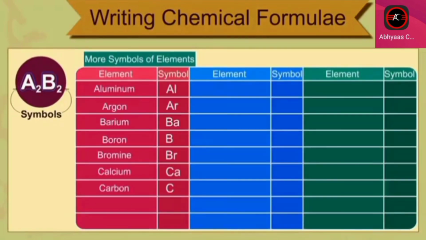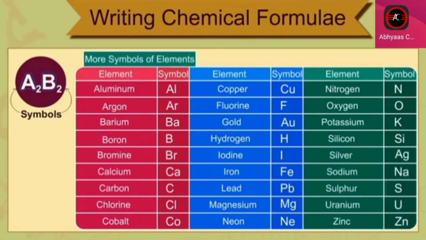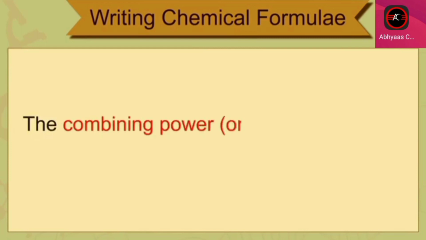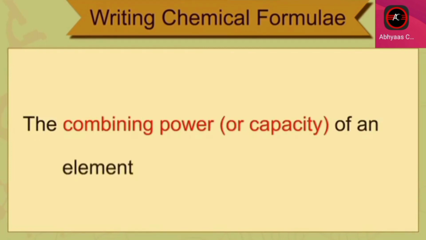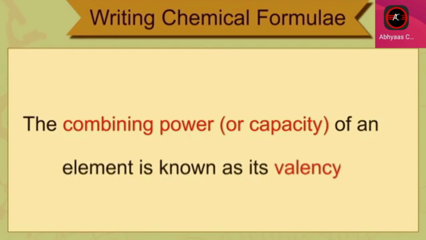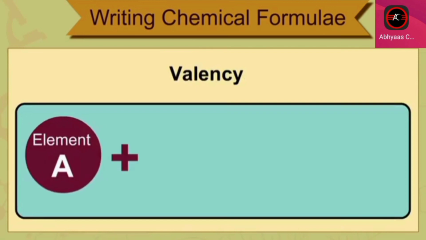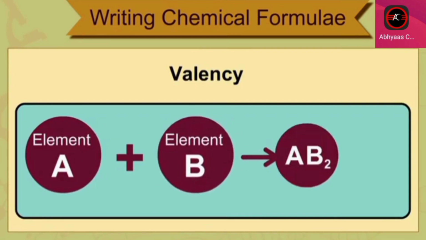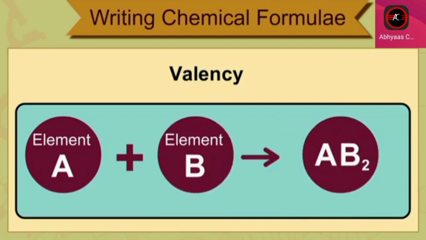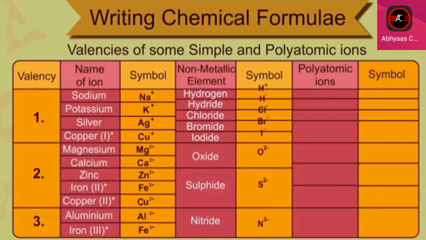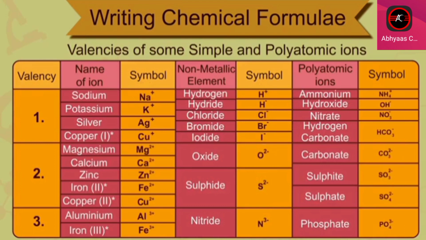We have studied symbols of elements. Let us now learn about the combining capacity of elements. The combining power or capacity of an element is known as its valency. Valency can be used to find out how the atoms of an element will combine with the atoms of another element to form a chemical compound. Here, you can see the valencies of some simple and polyatomic ions.